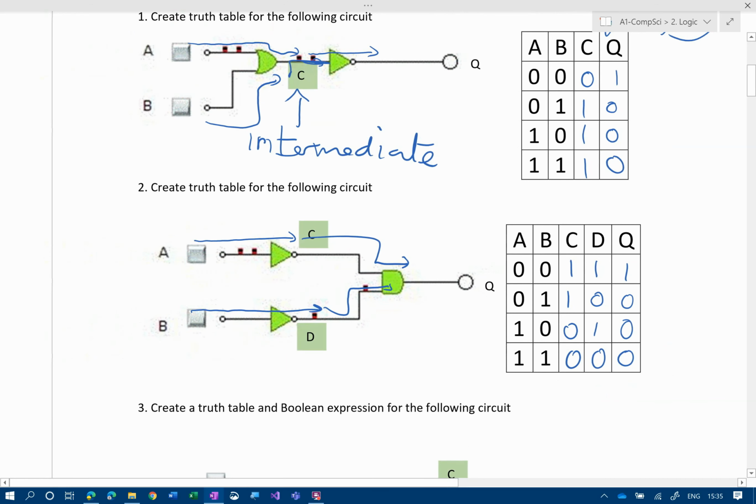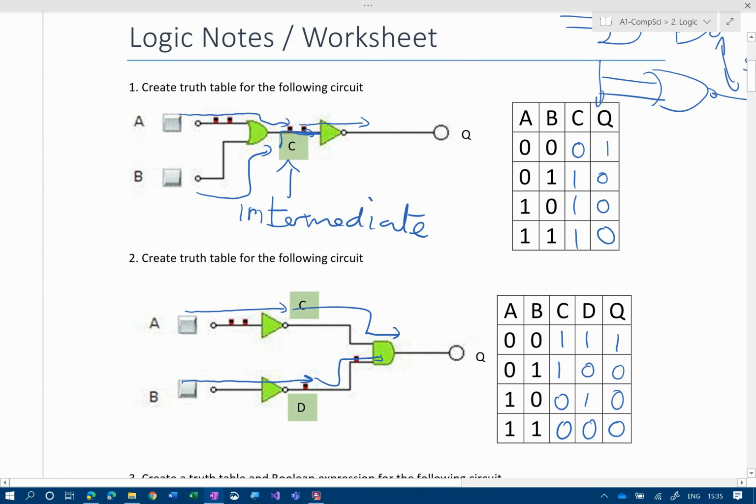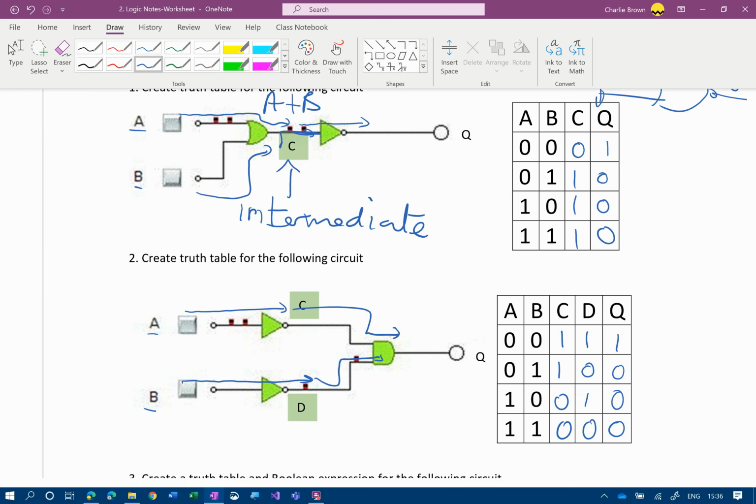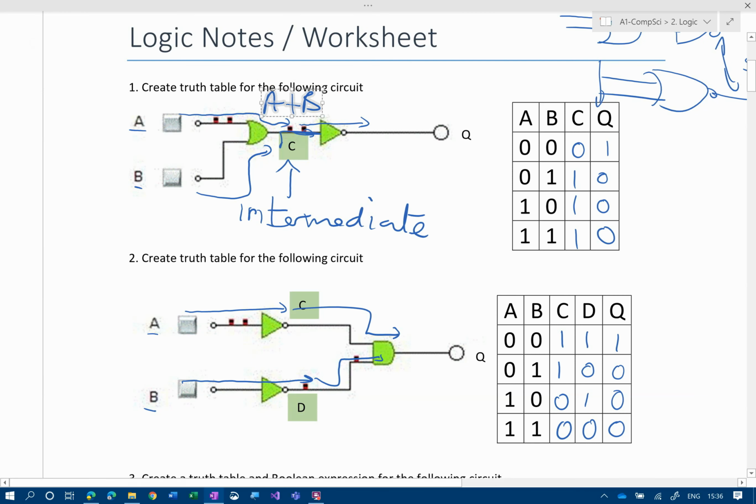Now, what you could be asked to do is to produce a Boolean expression for a circuit. The Boolean expressions are always in terms of A and B, always. So your intermediates won't actually be part of that Boolean expression, but you can still use them. So what is the Boolean expression at C? Well, A and B are being ORed, so A OR B. That's what it is at that point. Now, what I always imagine is that A OR B is moving through there.